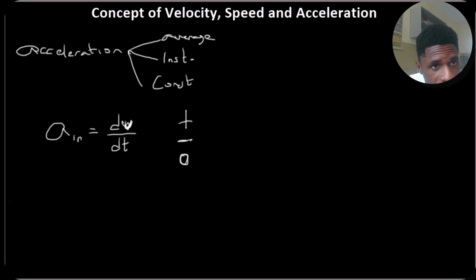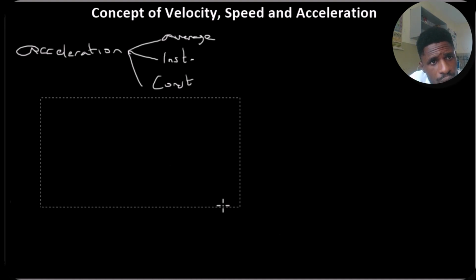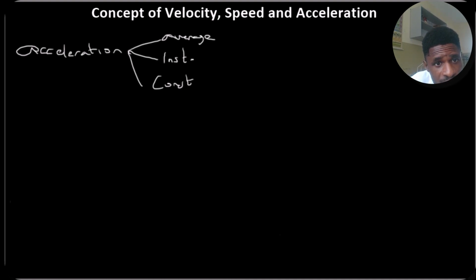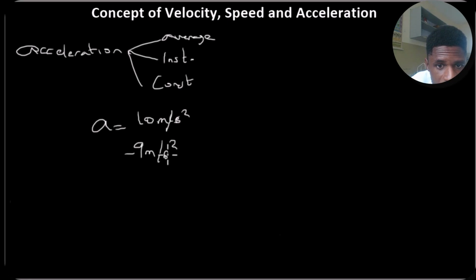All right, now moving to the final part of this video, constant acceleration. What does it mean for acceleration to be constant? The first thing we want to know is that constant acceleration simply refers to when acceleration has a constant value. So a constant value could be, let's say, 10 meters per second squared, or it could be minus 9 meters per second squared. That's a constant value. But the question we want to ask ourselves: when acceleration is constant, are we talking about average acceleration or instantaneous acceleration?